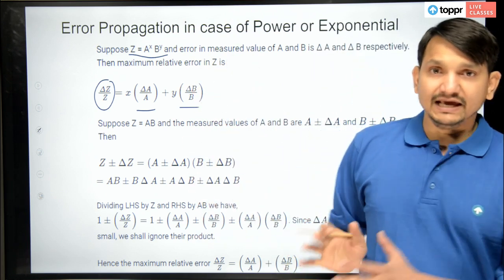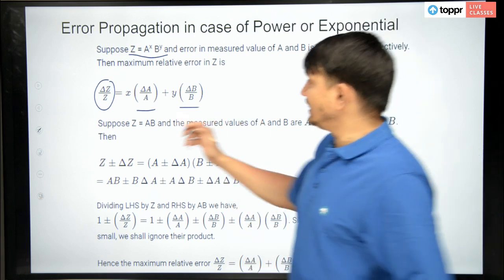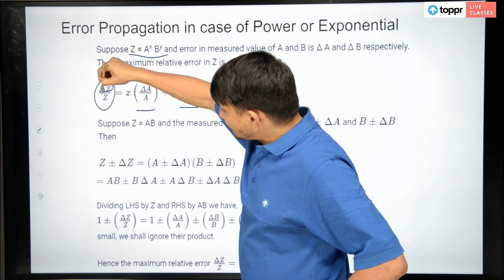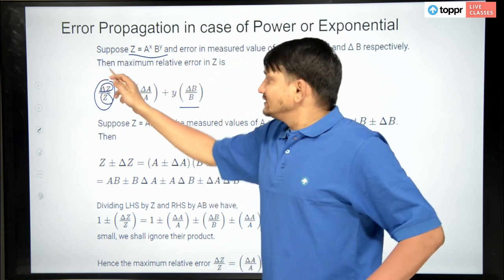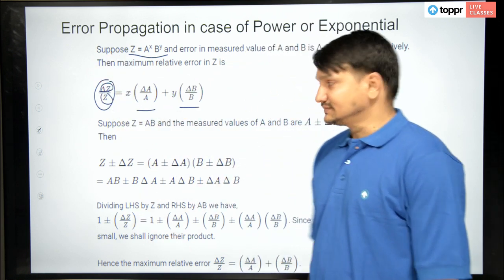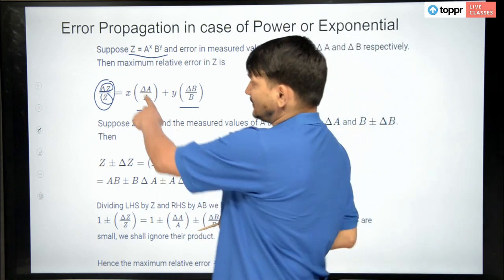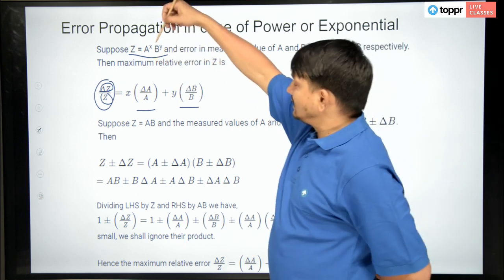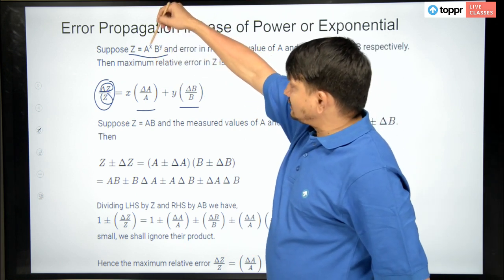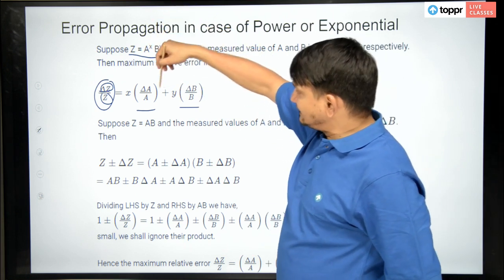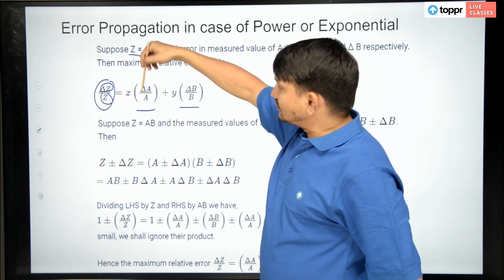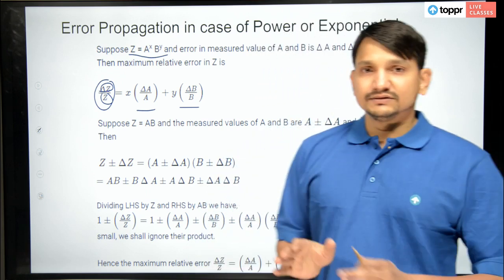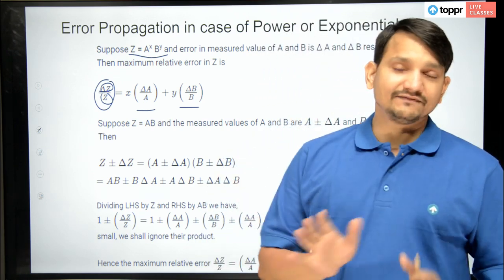And what is b? And what is the error of b here? This is the error, and this is the actual quantity. So this is called the error fraction. So if x is large, say x is 2, then this quantity would be doubled. In an error propagation, the exponents affect it this way.